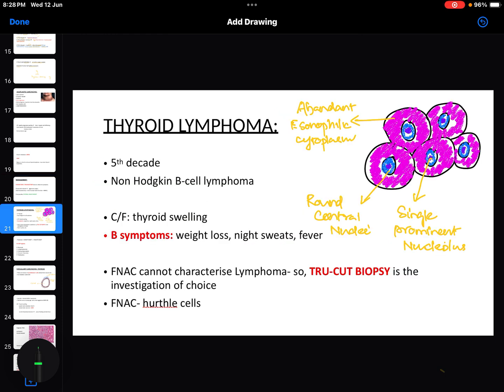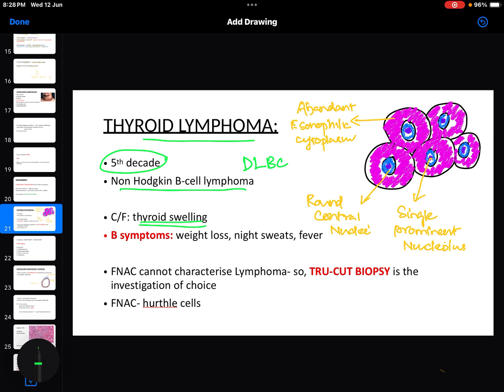Next we are going to see about thyroid lymphoma. Lymphoma is also seen in the elderly age group. The lymphoma here is a non-Hodgkin B-cell lymphoma, like diffuse large B-cell lymphoma. These types of lymphoma are seen here. Patients usually present with a thyroid swelling.